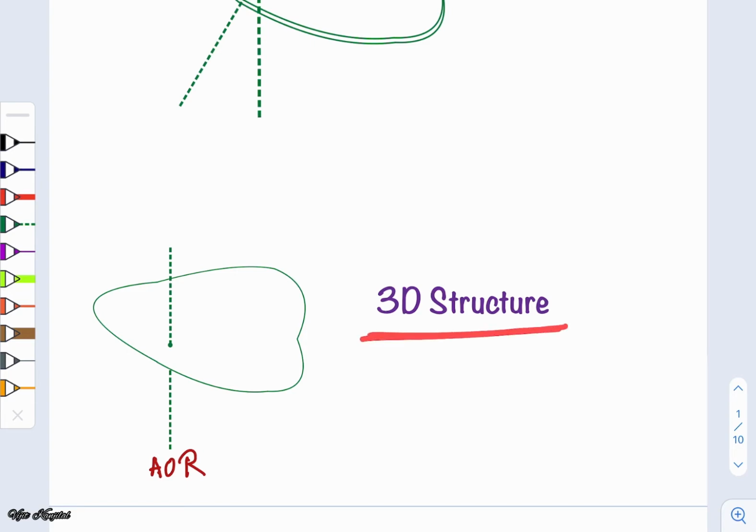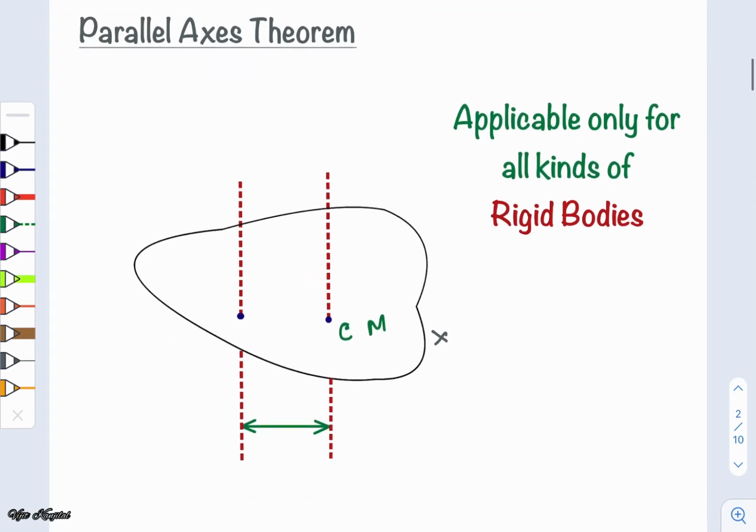Yes, indeed there is. We have a theorem known as the parallel axis theorem. And the good news about the parallel axis theorem is that it is applicable for all kinds of rigid bodies. Whether it is 2D or 3D, it is applicable for all of them. So let us start understanding this particular theorem.